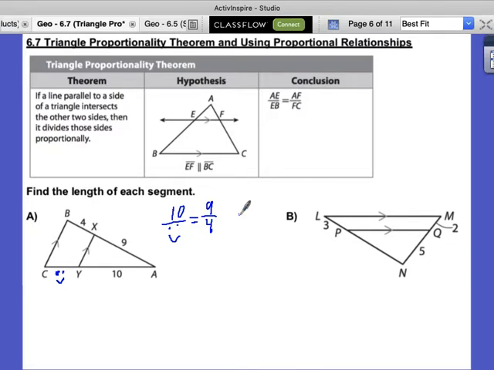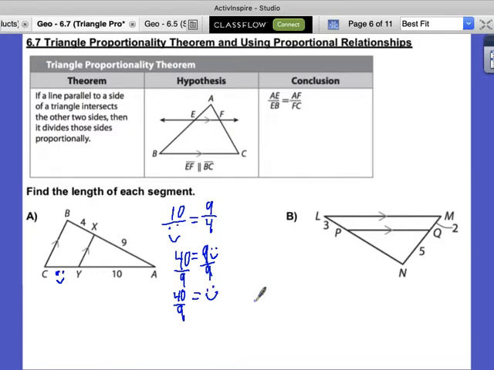So we can set up this proportion because of the triangle proportionality theorem, because these two lines are parallel here. Then we can solve this proportion like we have been, so we can cross multiply. 4 times 10 is 40. 9 times smiley face is 9 smiley face. We can divide both sides by 9. Our smiley face is equal to 40 over 9, which could also be converted into decimals.